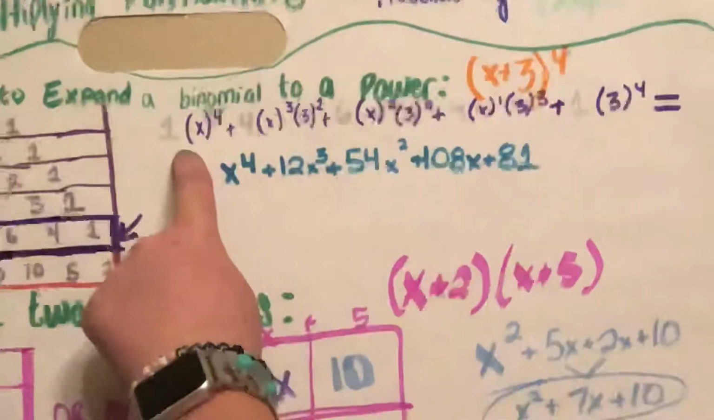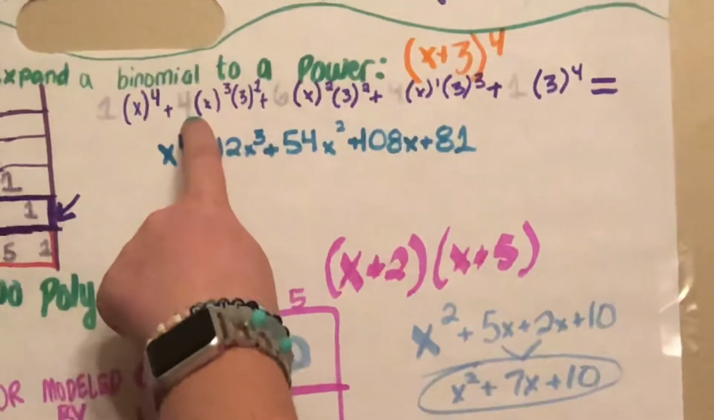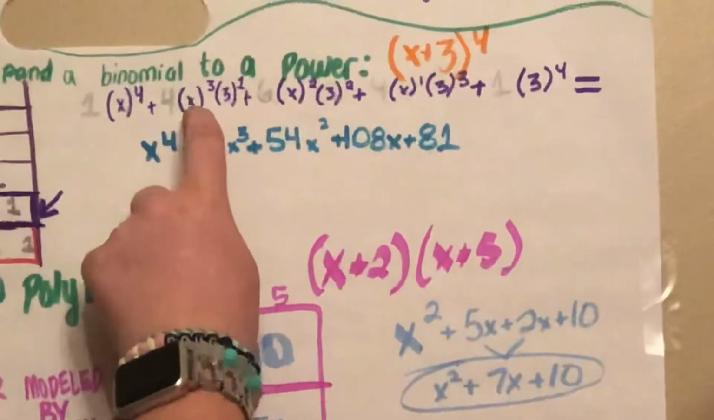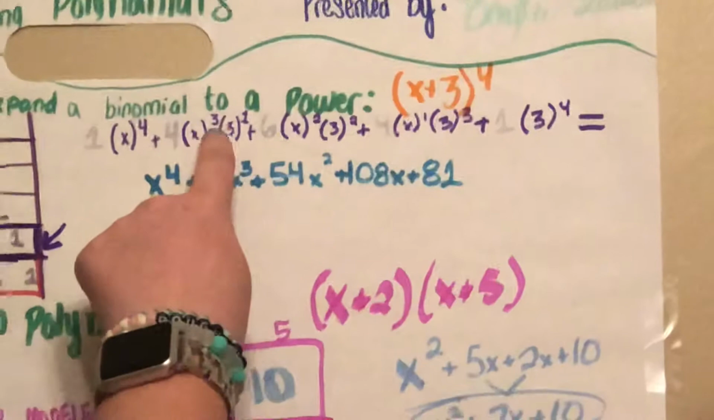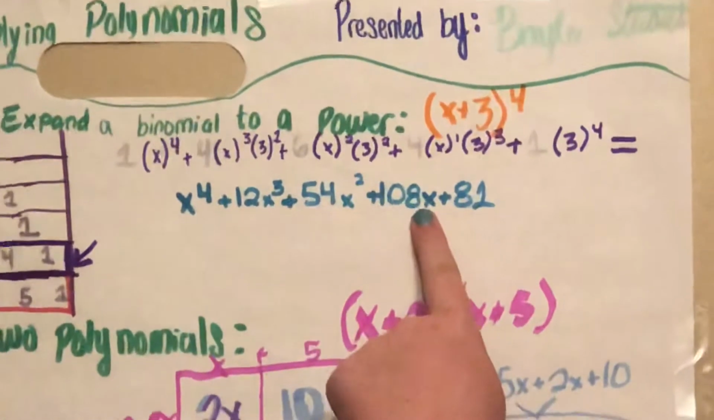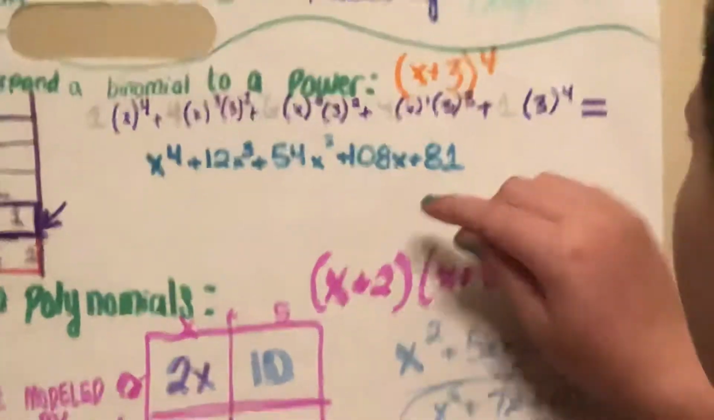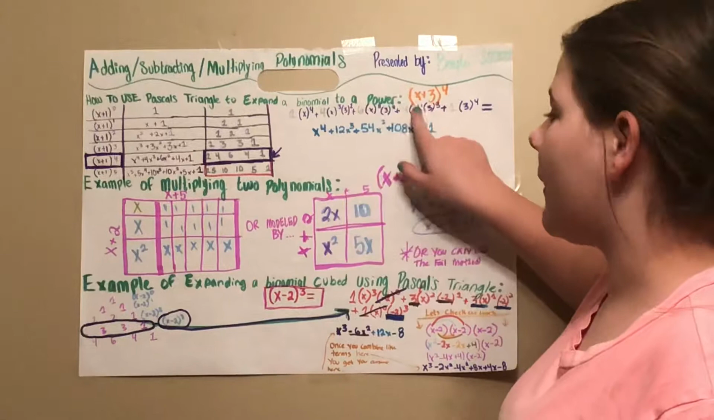1x, which is just x to the 4th power, is x to the 4th power. 4 times 3 is 12. x to the 3rd power is 12x to the 3rd power, and so on and so forth. And that is how we use Pascal's triangle to expand a binomial to a power.